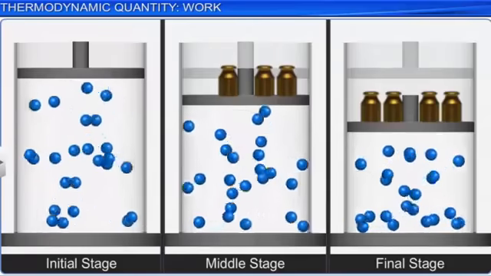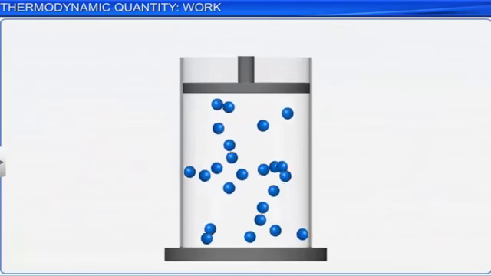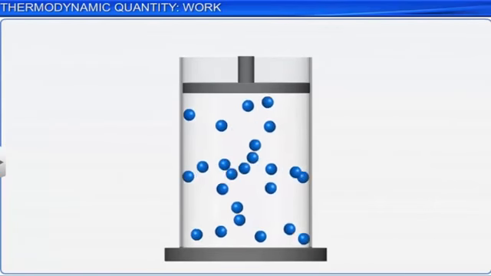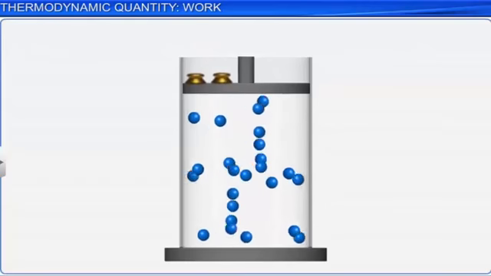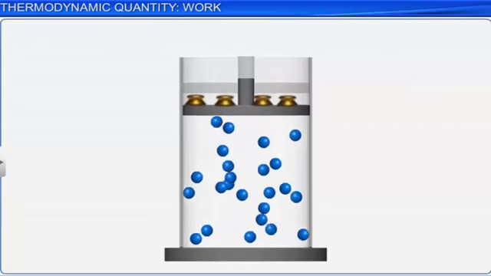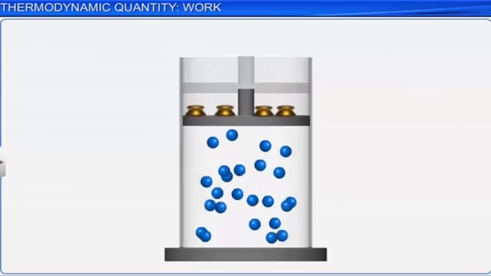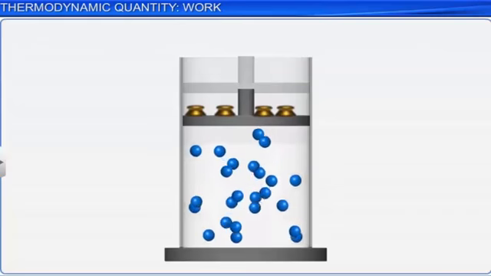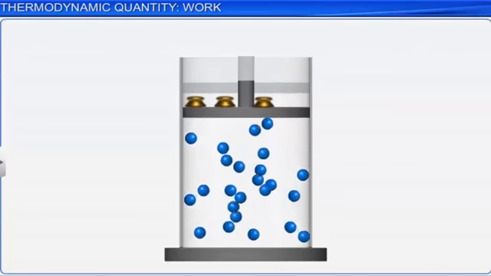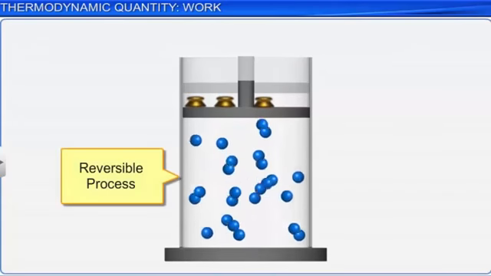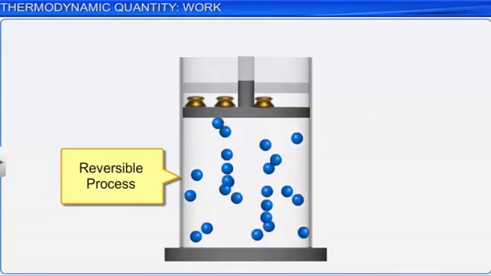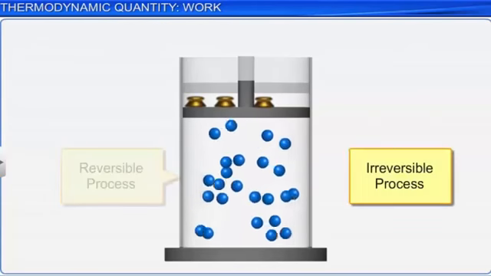To understand this, let's assume that there is a cylinder with a frictionless piston. Now, let's place a few grains of sand above the piston and allow the gas to compress by adding one grain of sand at a time. Here, the process is so slow that it can be easily reversed by removing one grain of sand at any time. This is known as a reversible process. Processes which are not reversible are known as irreversible processes.